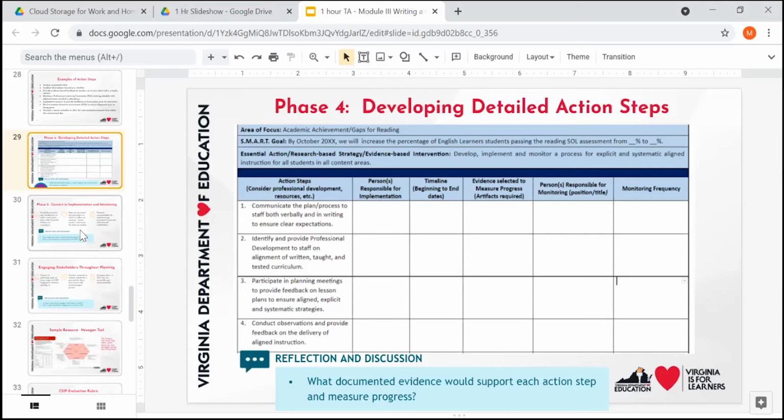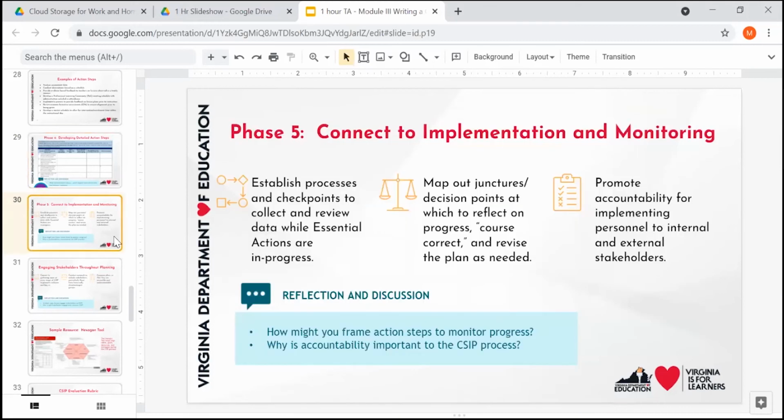Okay. And so then the last thing, you've written this great plan, you've developed your focus areas, you've got clear SMART goals, you've got your essential actions and your strategies you're going to use to reach those SMART goals, and you've broken down all those steps, then you implement, right? And within that implementation, you've got those checkpoints where you're going to collect and review, right? As you're working, you're not waiting until May or June to collect and review. You're doing that throughout the course of the year.